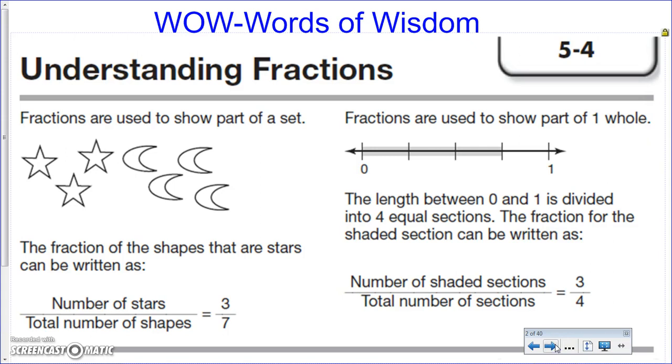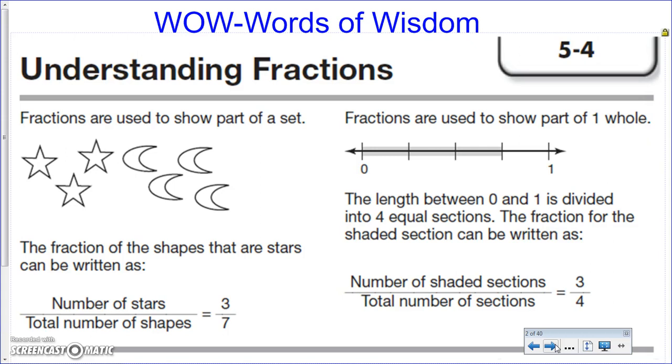Understanding fractions. Fractions are used to show part of a set. The fraction of the shapes that are stars can be written as 3 stars out of the total number of shapes. So if we look at that group of shapes, there were 3 stars, 4 moons, so a total of 7 shapes. So the fraction of the shapes that are stars is 3/7. So it's the part over the whole in the fraction.